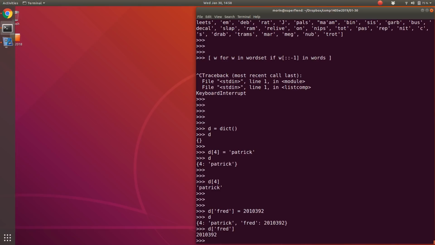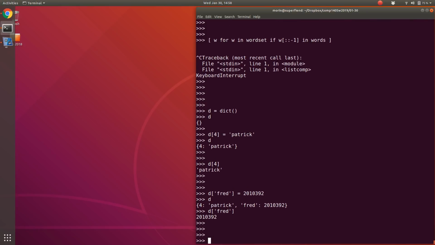And it makes sense that the keys have to form a set, because otherwise, if you had two copies of the same key, they might point to different values, and it wouldn't even make sense to ask what value that key refers to. Okay?